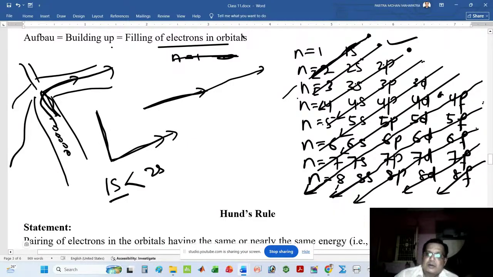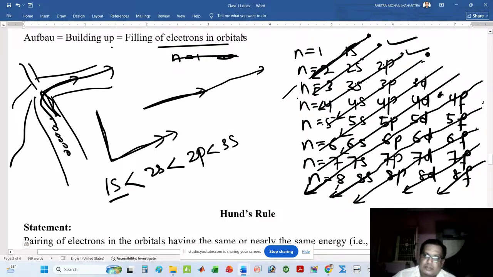Next think about the third arrow mark. You will start your journey from this position. Go forward. Then you will find 2p. That means here you can write 2s smaller than 2p. Next again move forward. Then here we will find 3s. Right, 3s here. Next move to the 4. Here no orbital is present. Third arrow mark is now completed.